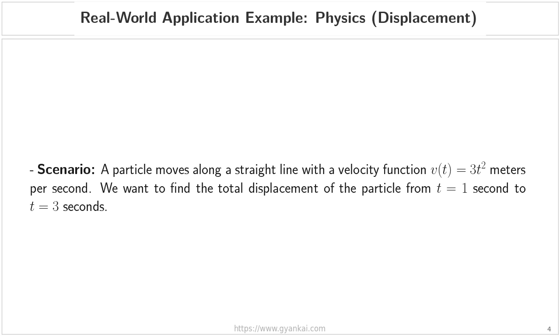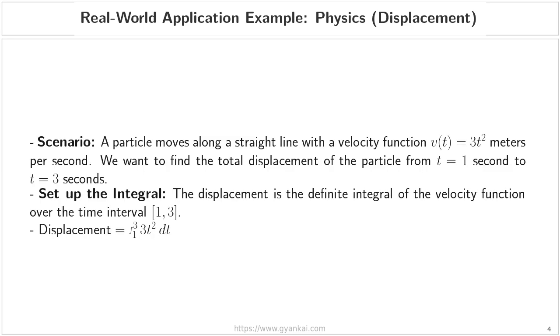Our goal is to find the total displacement of the particle between time t equals 1 second and t equals 3 seconds. Now recall that displacement is the change in position. And, as we learned earlier, the definite integral represents the accumulation of a quantity over an interval. In this case, we can find the displacement by integrating the velocity function over the given time interval.